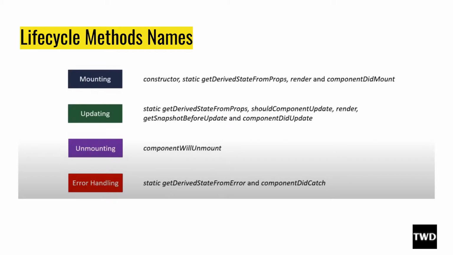Okay, so for mounting: constructor, getDerivedStateFromProps, render, which we have already seen, and componentDidMount. We'll go through these methods individually. For updating, there is getDerivedStateFromProps, then shouldComponentUpdate, render again, getSnapshotBeforeUpdate, and componentDidUpdate. In unmounting we have componentWillUnmount, and in error handling we have static getDerivedStateFromError and componentDidCatch.